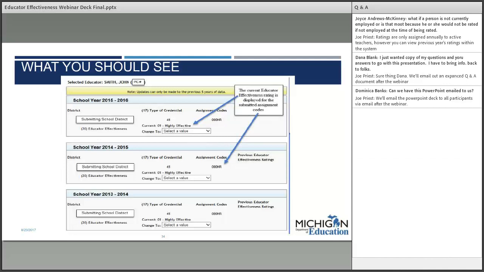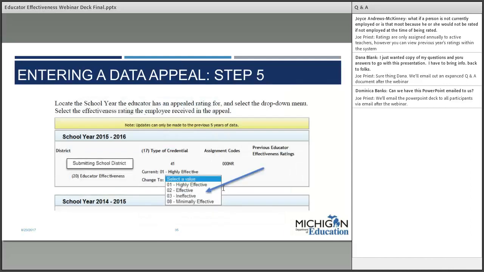So viewing the educator effectiveness labels, the REP authorized user would be able to make the changes using that drop-down menu where it says select a value. If there are multiple school years that have inaccurate educator effectiveness labels reported, they can make changes to more than one at a time. And then that will show you the drop-down.